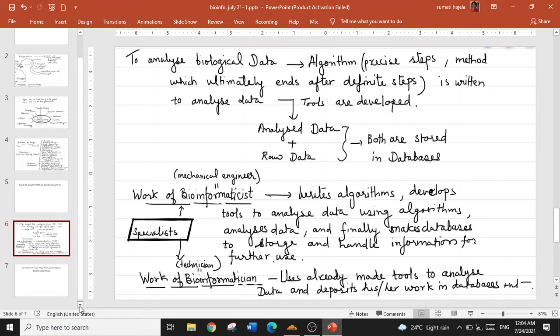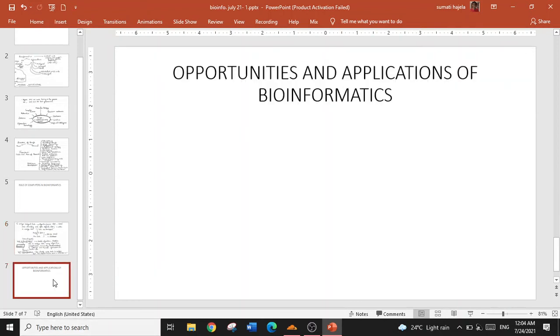So, these are a few definitions, and you may search the literature to get many more definitions. Now, opportunities and applications of bioinformatics.